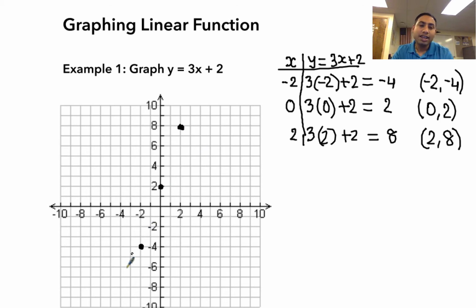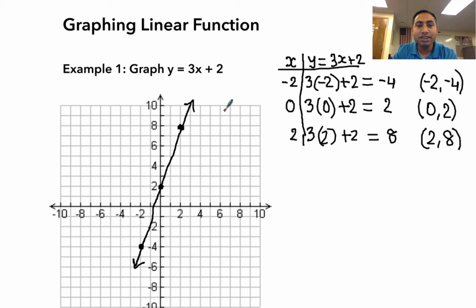So notice that all 3 of these points lie on a straight line. The last thing I can do is join these points with a straight line using a ruler. The graph of a linear function is always going to be a straight line. I don't have a ruler, so I'm going to try my best to draw it as straight as I can. Then you want to draw an arrow on either side, so that means the line extends in both directions. So this is the graph of y equals 3x plus 2.